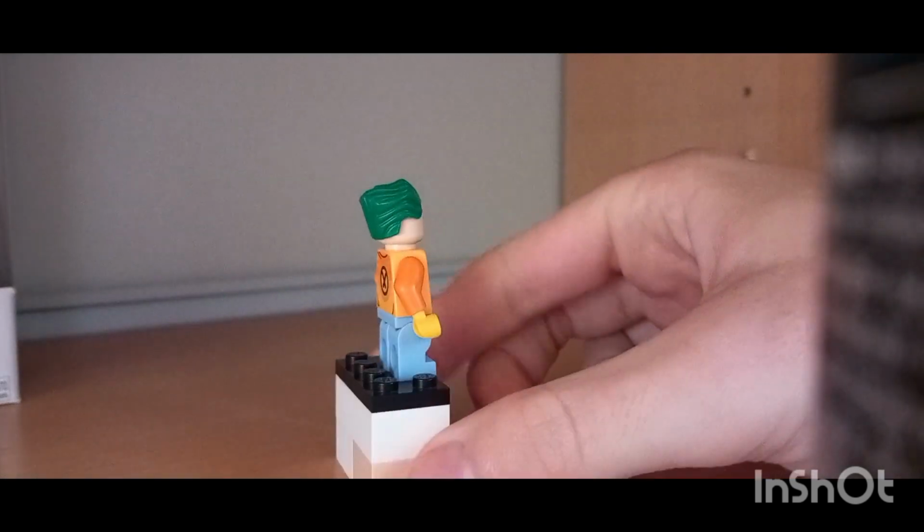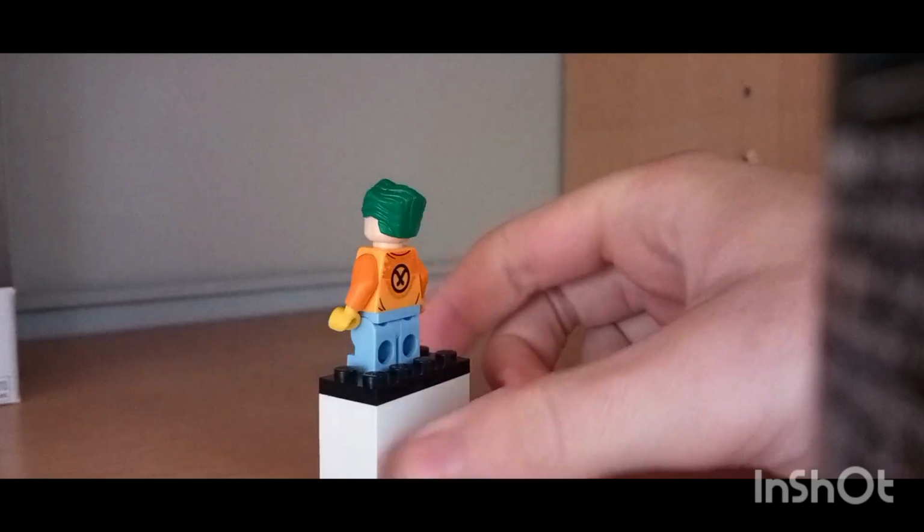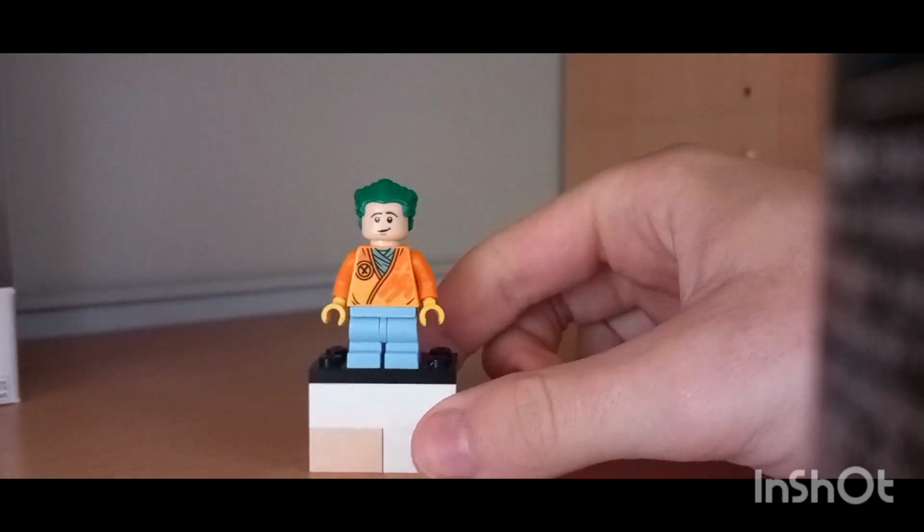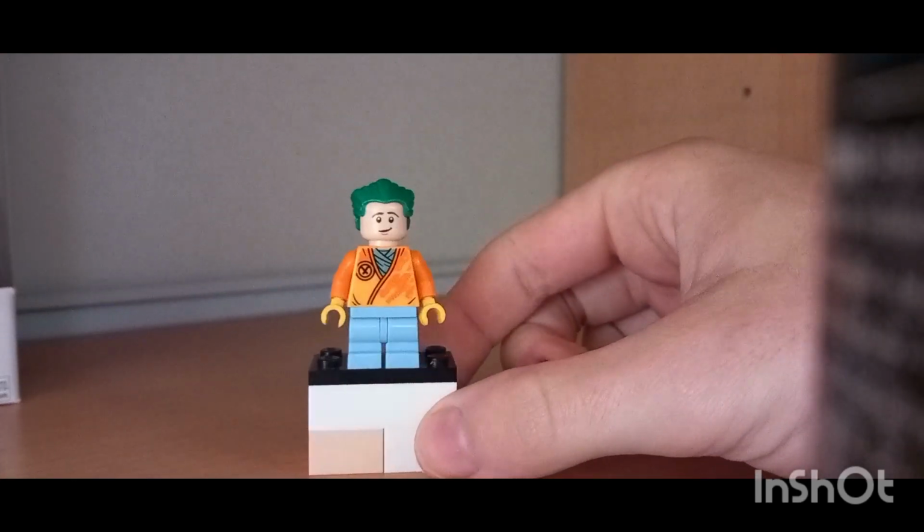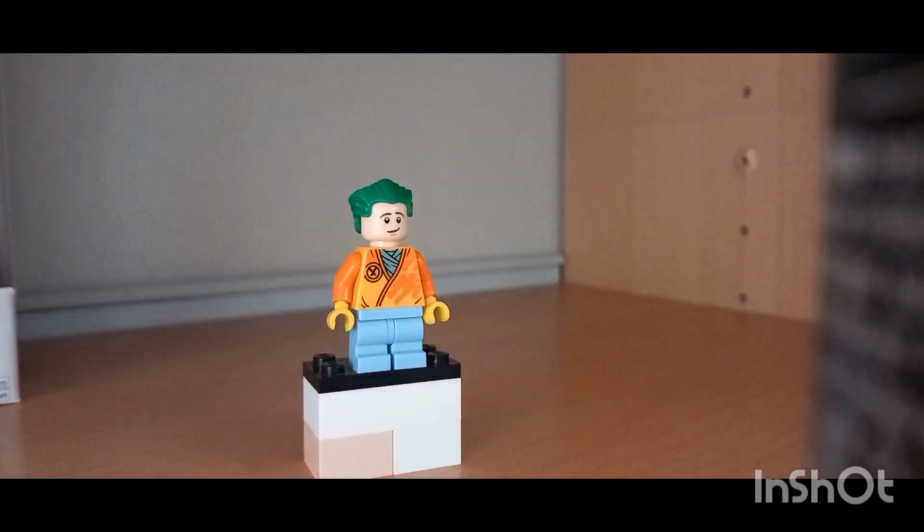Today we're taking a look at yet another LEGO custom. Today we're taking a look at Percival from Seven Deadly Sins, the Four Knights of the Apocalypse, or the Four Horsemen of the Apocalypse, whatever you want to call it.